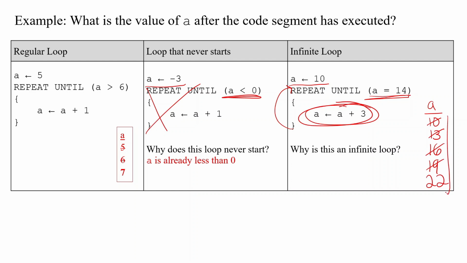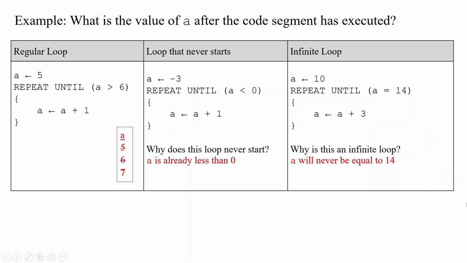A is never going to be 14. And because A will never be equal to 14, this condition will never be true, and I got stuck in an infinite loop. Your program will keep adding 3 to A until it crashes or until you end it yourself. That's the repeat until loop.